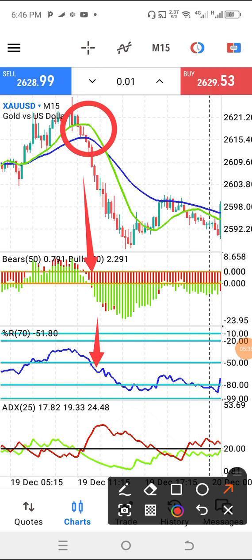So let three at the point be giving you the same direction or telling you the same thing. When they are giving you the same thing, then you can scalp. Don't forget that I said it is only for scalping.